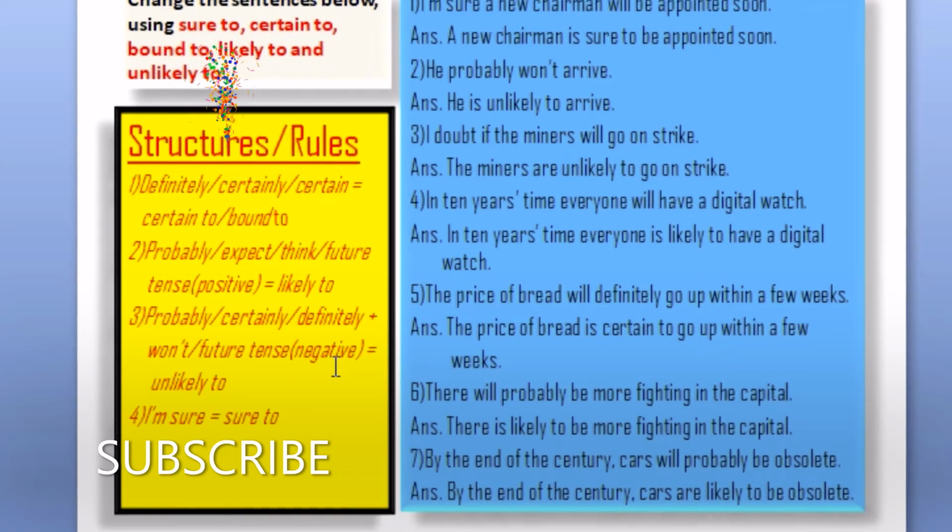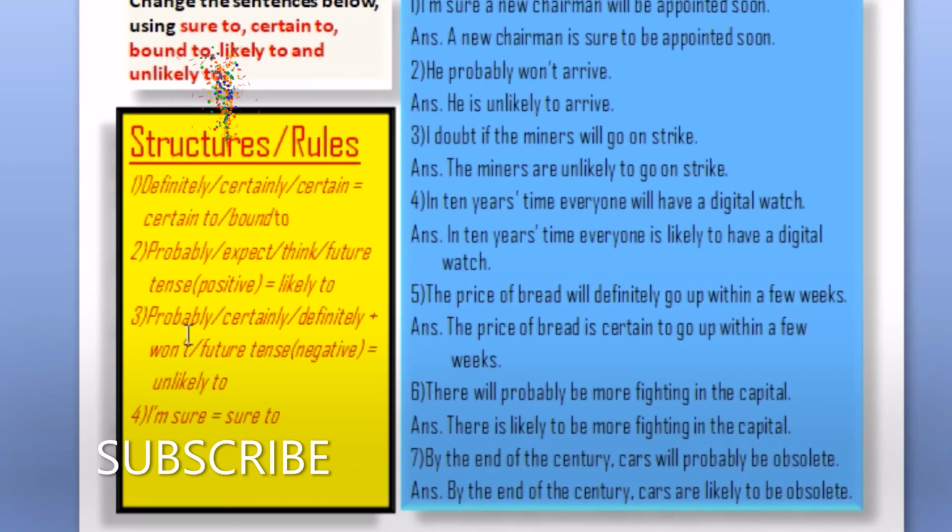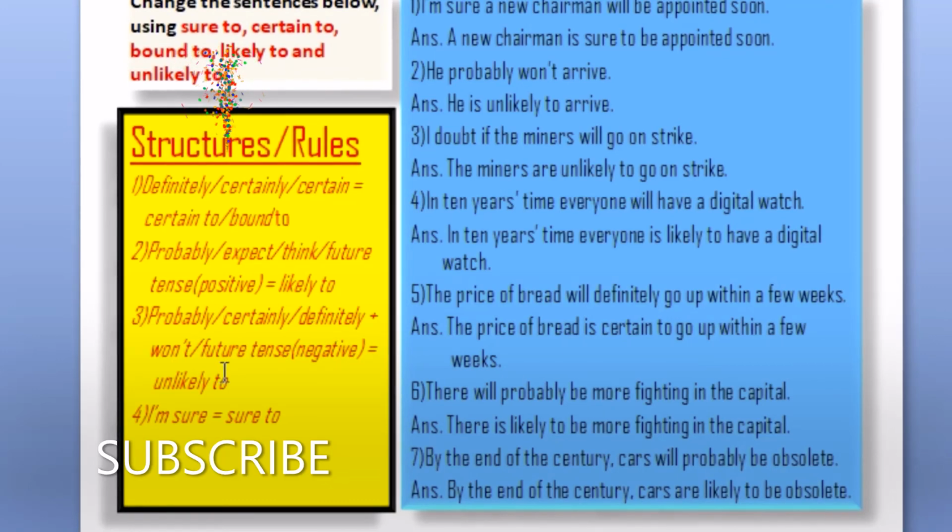Once again, I want to repeat the important part of this video, that is structures and rules. If you see definitely, certainly, certain, use certain to or bound to. If you see probably, expect, think, future tense positive in the question, you need to use likely to in the answer. If you see probably, certainly, definitely plus won't, future tense negative, you need to use unlikely to in the answer there. If you say I'm sure in the question, please use sure to in the answer.